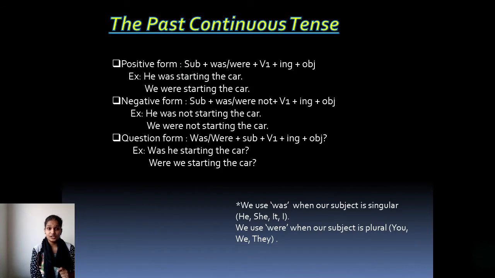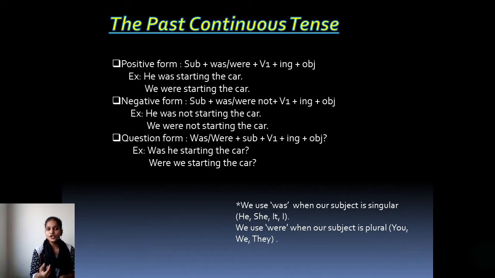Now the past continuous tense. How do we form a past continuous tense? In positive form we use the subject the sentence is about, plus was or were as our auxiliary, plus verb first form plus ing, plus object. Example, he was starting the car.